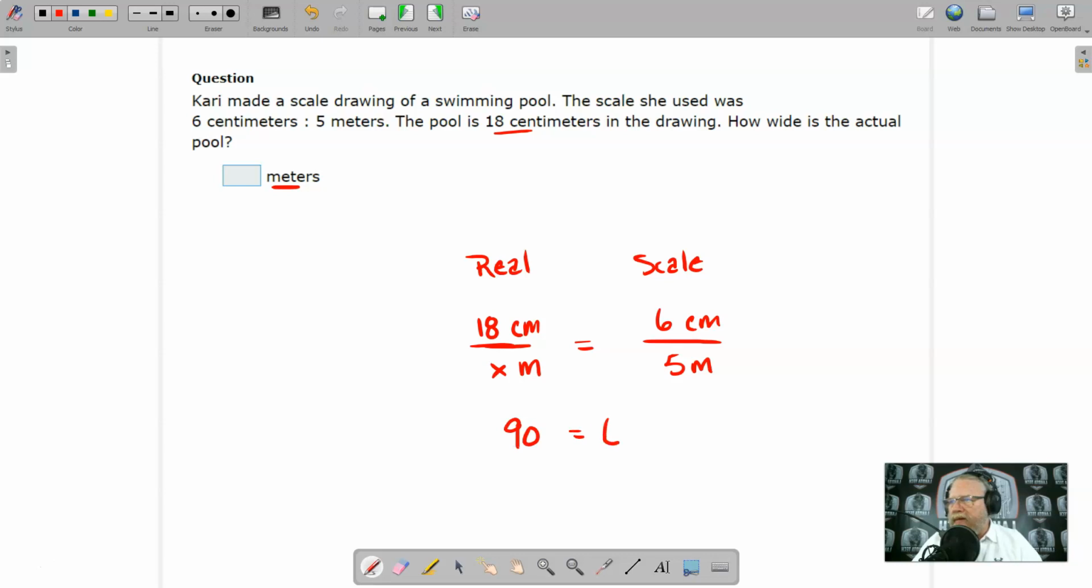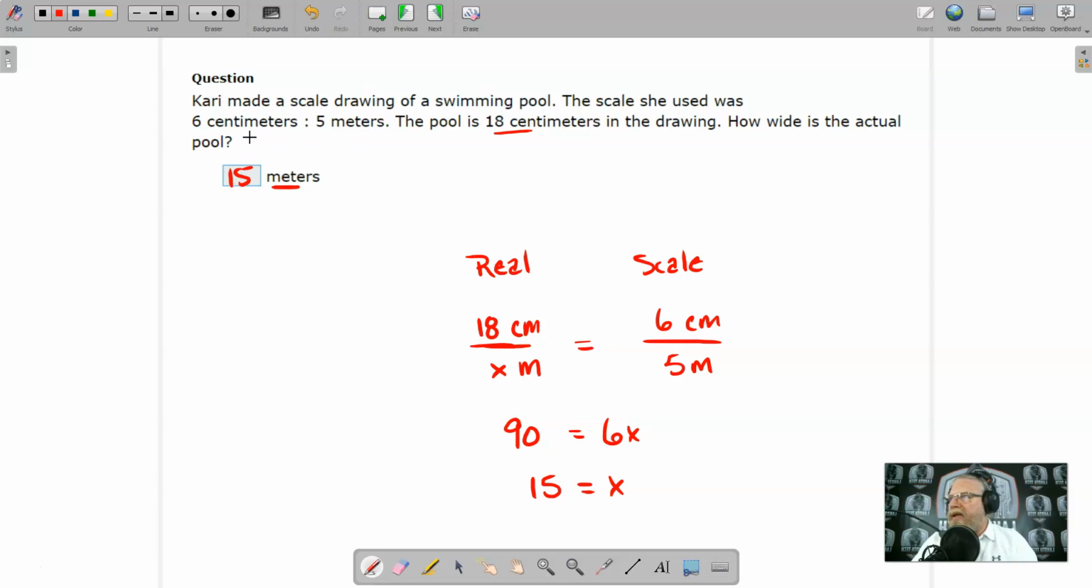And we're going to set that equal to 6x. And then divide both sides by 6. And that should be 10 of them to get you to 60, 30, 15. Yep, x equals 15 meters.